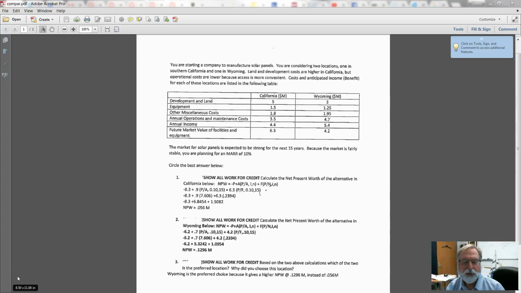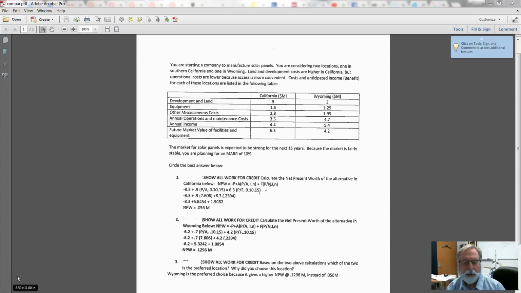So missing the dollar sign there, you always want to make sure you have your dollars on your assignments. So the next one shows Wyoming. It's calculated out here for you.